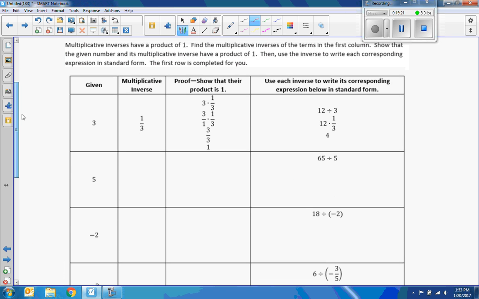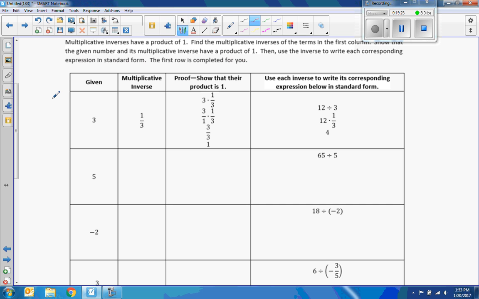Example 5. Multiplicative inverses have a product of 1, which is the multiplicative identity. Find the multiplicative inverses of the terms in the first column. Show that the given number and its multiplicative inverse have a product of 1. Then use the inverse to write each corresponding expression in standard form. The first row is completed for you.